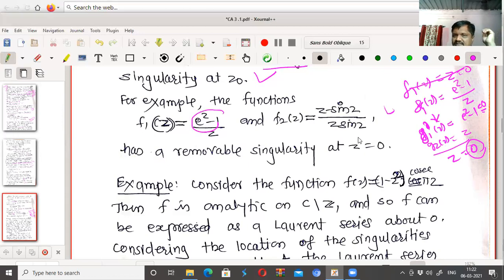Similarly, we can find the limit as z tends to 0 of this. Here also z minus sin z has a zero at z equal to 0 because at z equal to 0 this becomes 0 minus 0, right? So this numerator has a zero at z equal to 0 and it is of order 1. Denominator also has a zero at z equal to 0 of order 1. Therefore, this upon this has a removable singularity at z equal to z0. So by using that result, we can show that here.